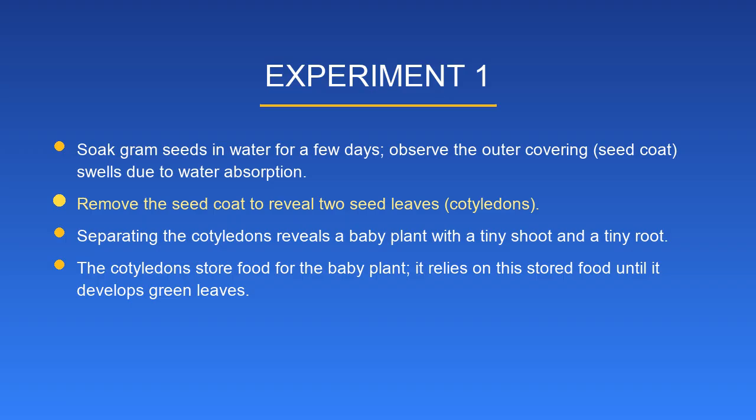Remove the seed coat to reveal 2 seed leaves, cotyledons. Separating the cotyledons reveals a baby plant with a tiny shoot and a tiny root. The cotyledons store food for the baby plant. It relies on this stored food until it develops green leaves.